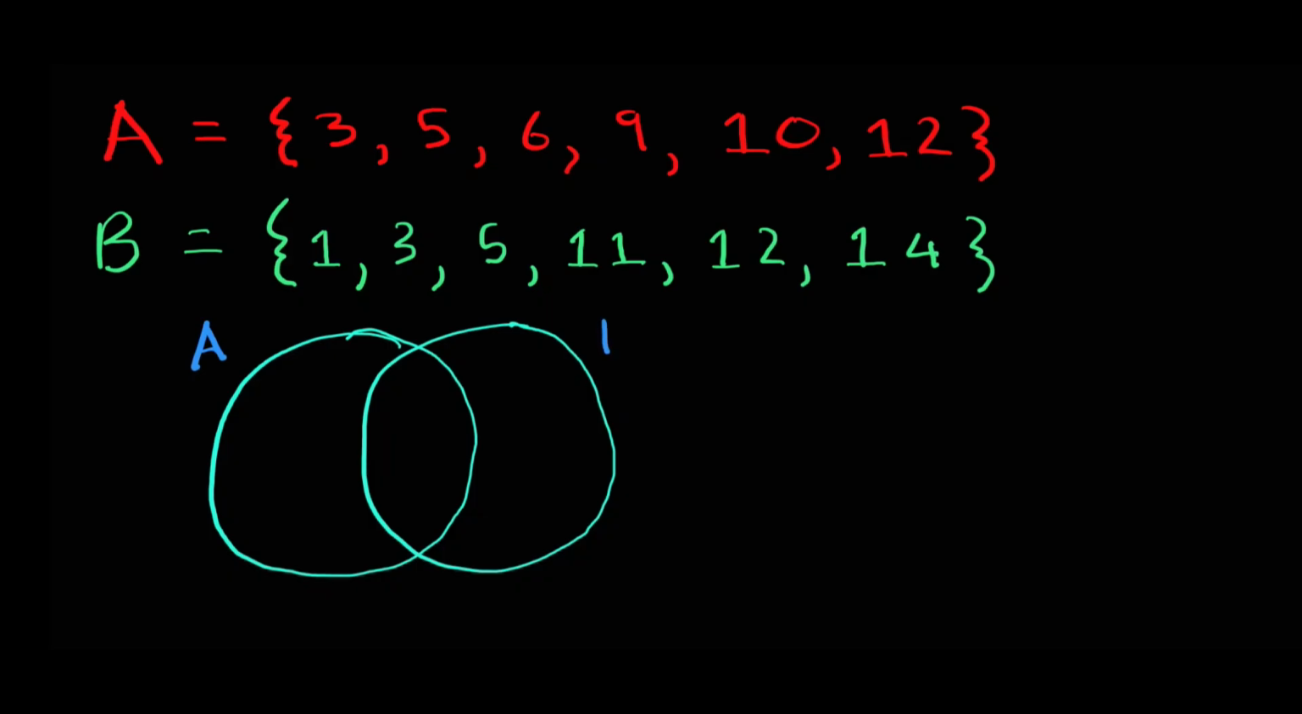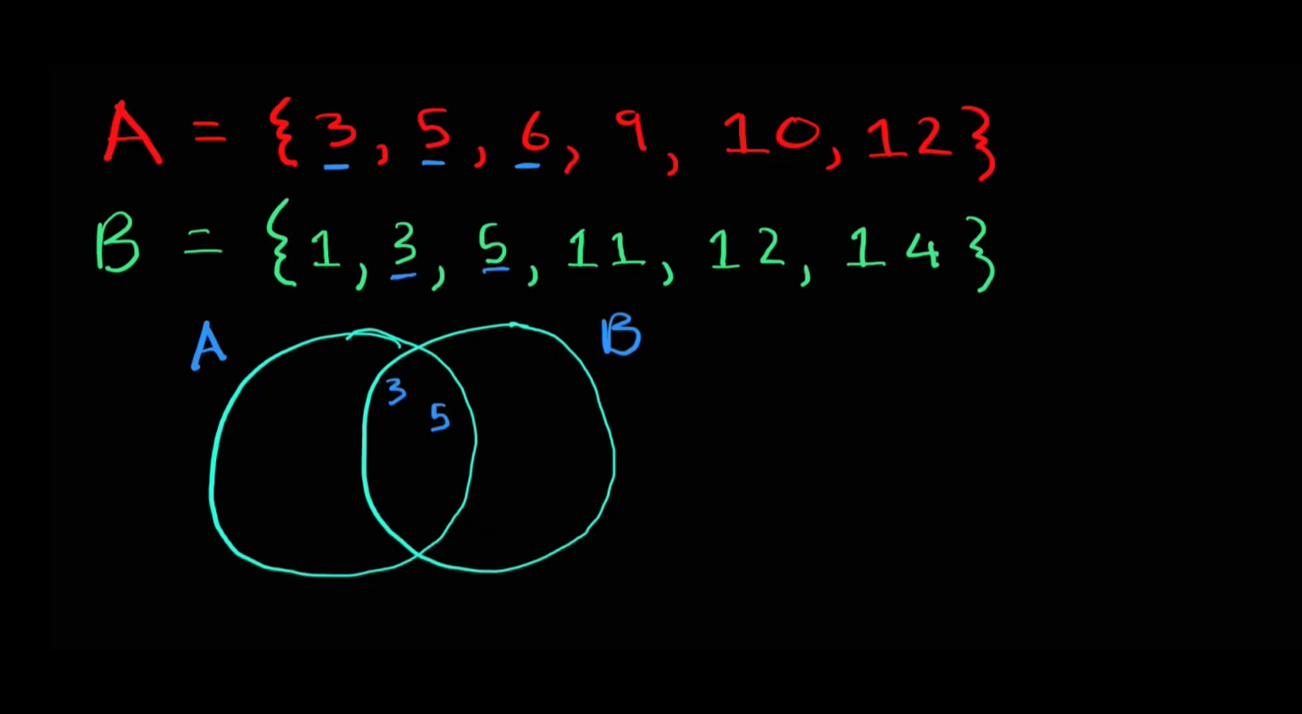So this side can be A, and this side can be B. And as you probably know, for Venn diagrams, on the A side we're going to put numbers which are unique to A, on the B side we're going to put numbers which are unique to B, and in the middle we're going to put numbers which are in both A and B. So starting with set A, 3 is in both A and B, so 3 is going to go in the middle. 5 is also in both A and B, so 5 is going to go in the middle.